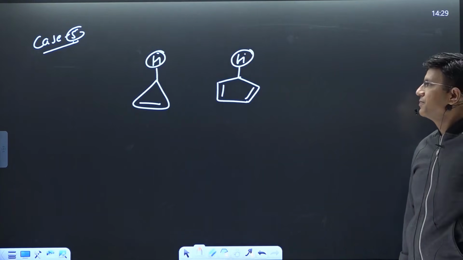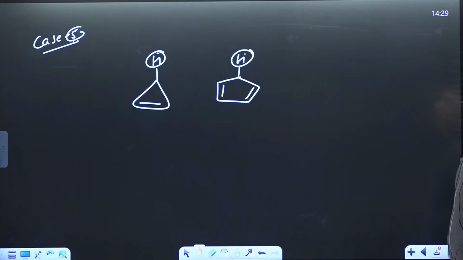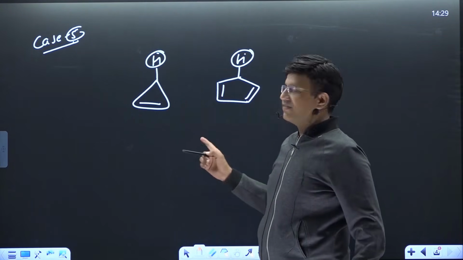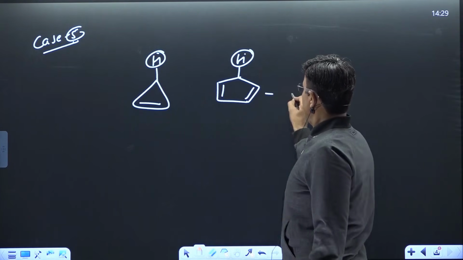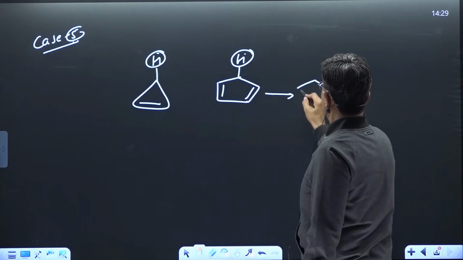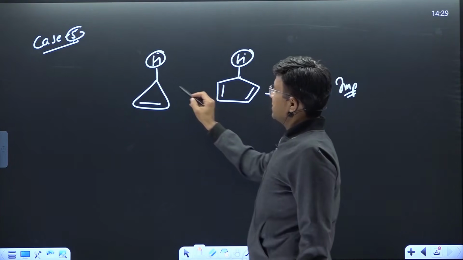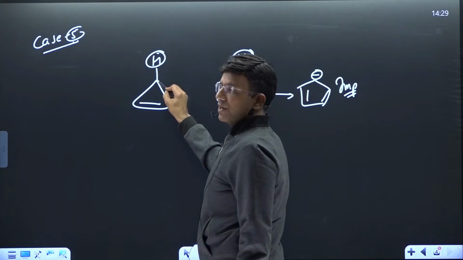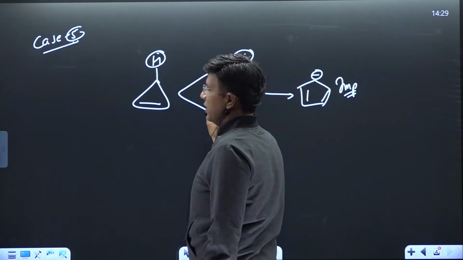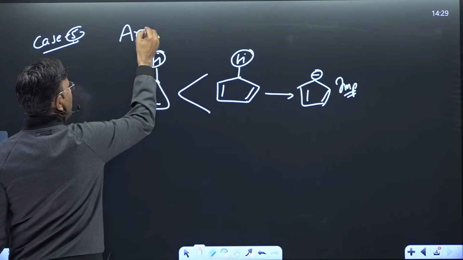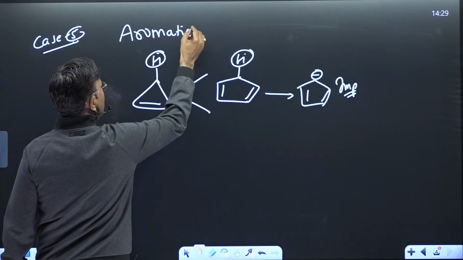Tell me. Out of these two, which H is more acidic? Tell me. The second one. How? If we just remove that H plus, what will be formed behind? Tell me. An important aromatic compound will be formed, right? And if you remove H plus from this one, what will be formed? Anti-aromatic. So the first is more acidic. So now which concept will we apply here? What will be the variable here? Aromaticity.